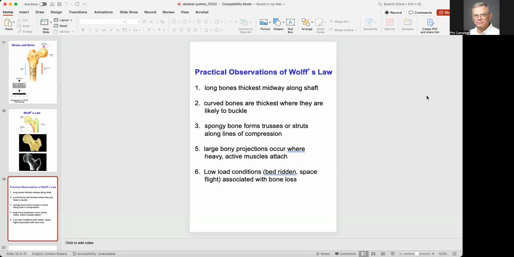What happens if I quit exercise because I'm not paying my monthly charges? It's too expensive. I don't exercise. What's going to happen? That increased circumference goes away with time. That's all applied Wolff's Law.